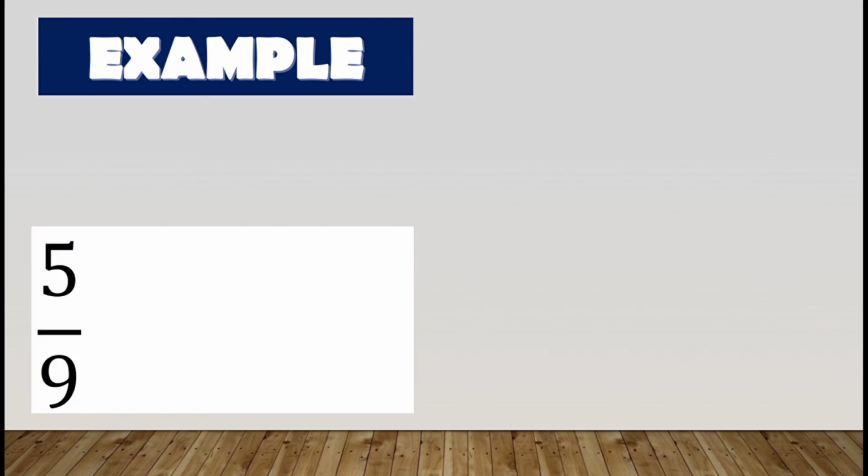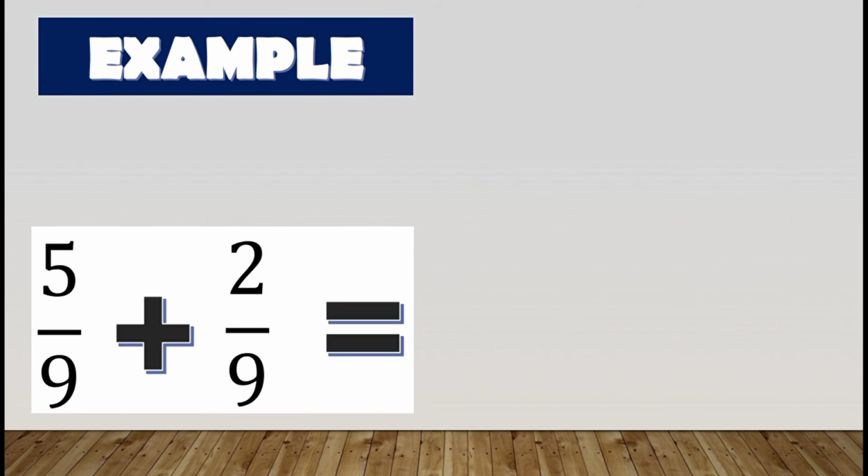So adding similar fractions 5/9 and 2/9, all we need to do is to add the numerators. Here, the numerators are 5 and 2. Adding them, that is 7. Then copy the denominator 9. 7/9 is considered as a fraction written in lowest term. Therefore, this would be considered as our final answer.